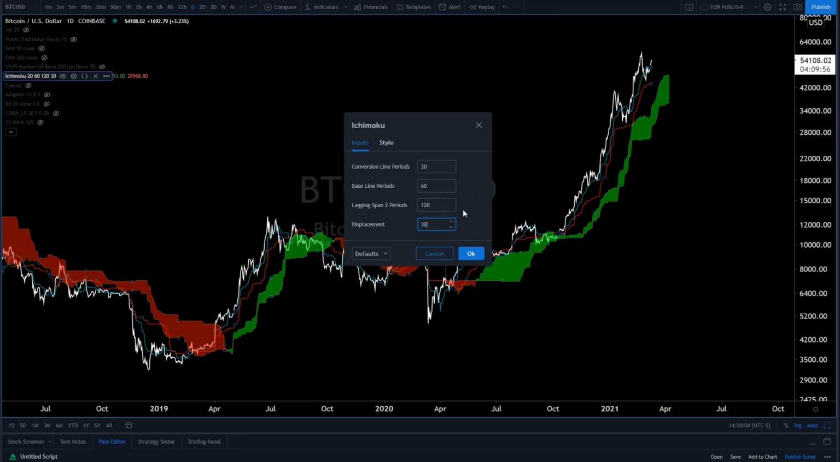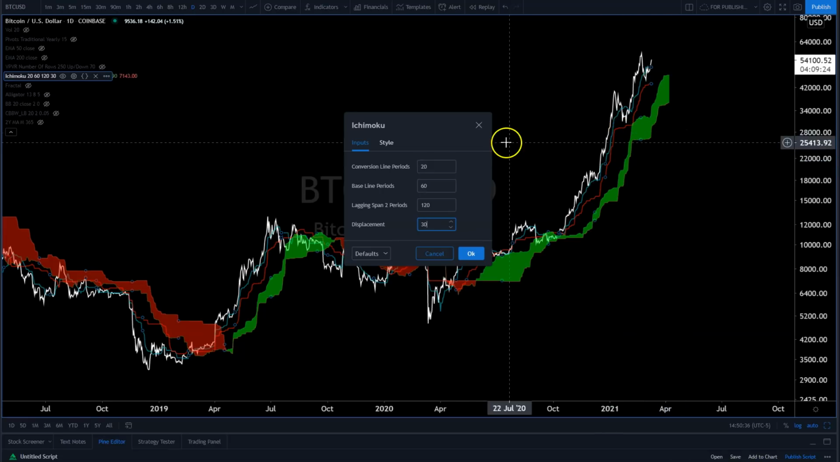Now, alternatively, you can think of these signals as a time frame in and of themselves. If 20, 60, 120, 30 is your baseline, then you can adjust that. You want to see the 12-hour instead of the daily cloud, adjust this to 10, 30, 60, 30. Displacement for me always stays at 30. That's how far ahead the cloud is, periods-wise, so 30 periods ahead. If it's the daily, it's 30 days ahead. If it's the 4-hour, it's 30 periods ahead.